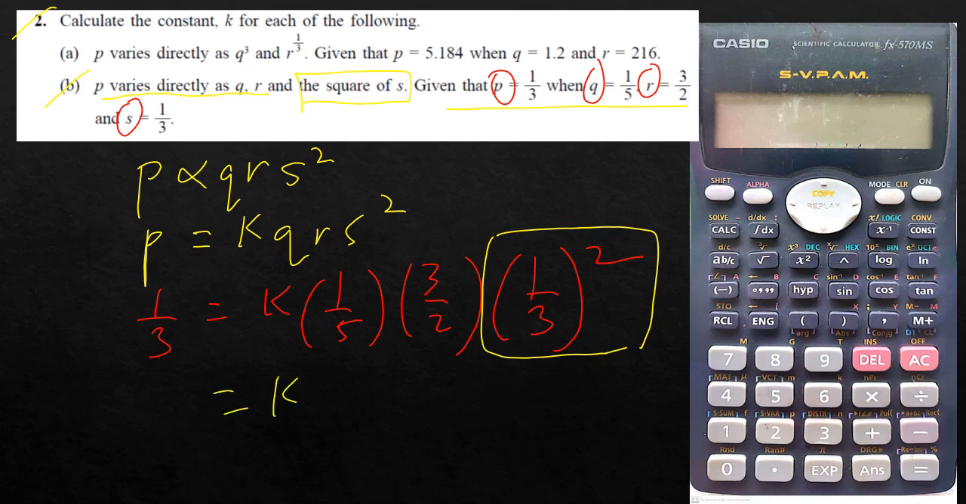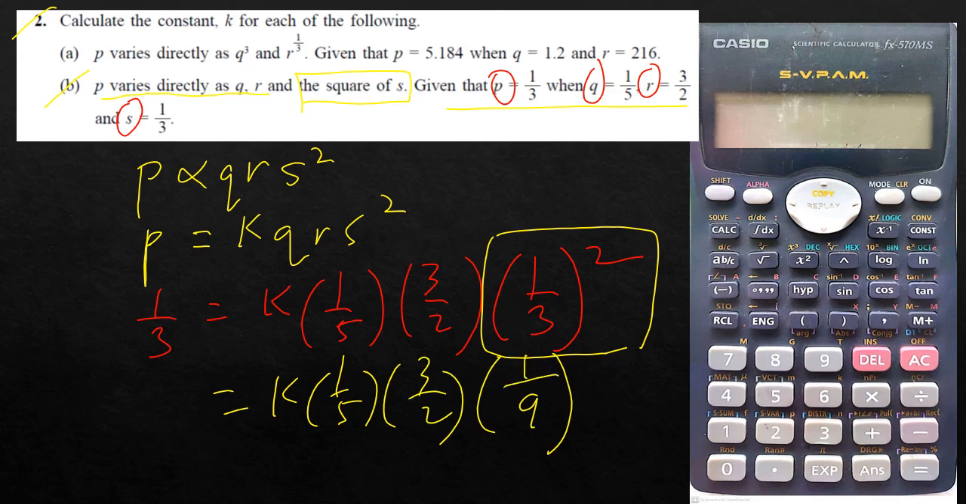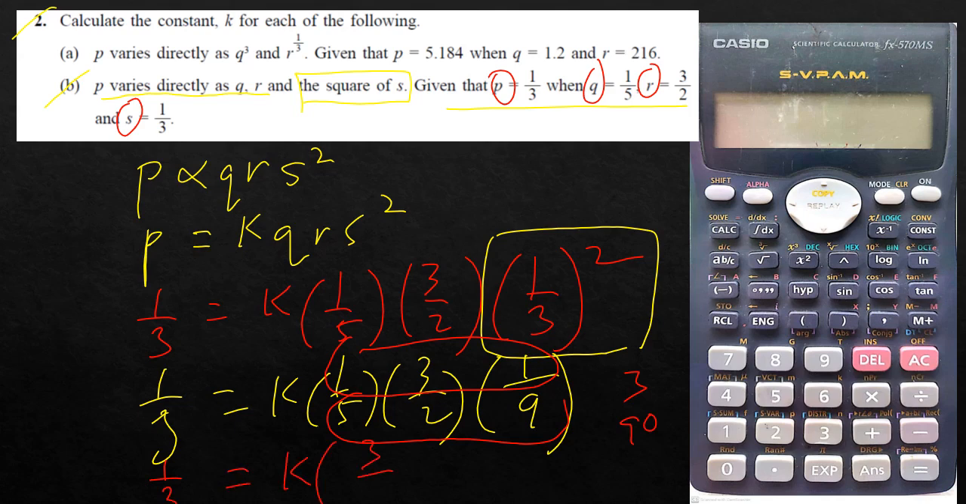You solve this one. So K times 1 over 5, 3 over 2. This one is 1 over 9. So what you do? This one you multiply everything here. 1 times 3 times 1 is 3. 5 times 2 times 9 is 10 times 9 is 90. Okay, so 1 over 3 equals K times 3 over 90.